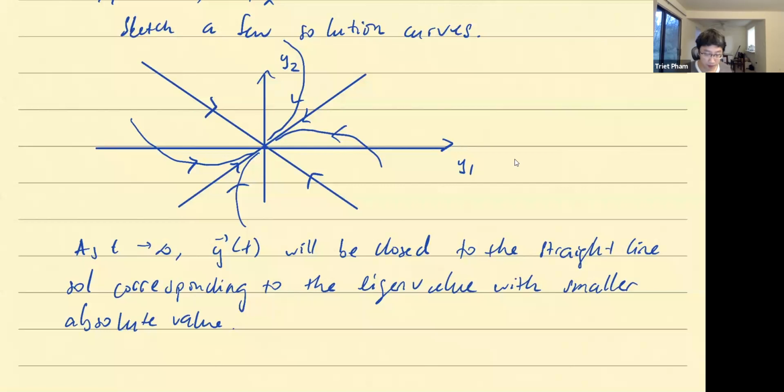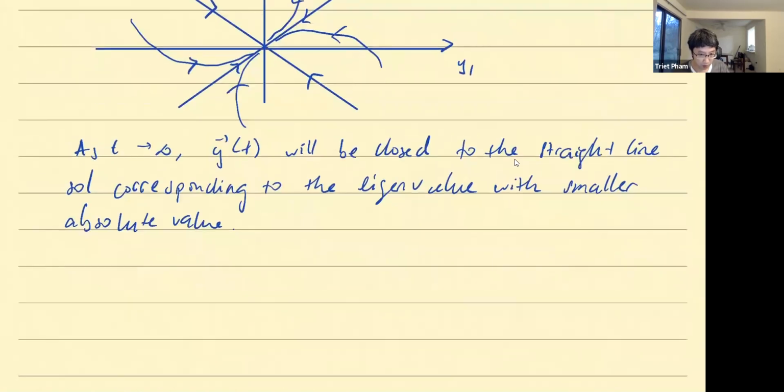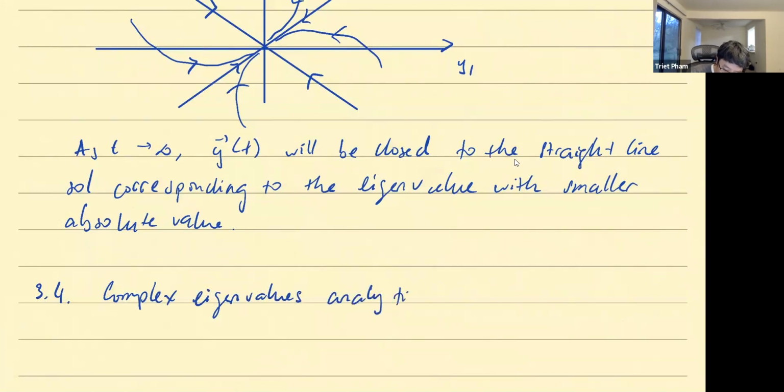All right, so that should correct and straighten out what I want to communicate on the sketching of solution curves in that case. Now then, moving on to 3.4, with the case where we have complex eigenvalues, with analytical solution.